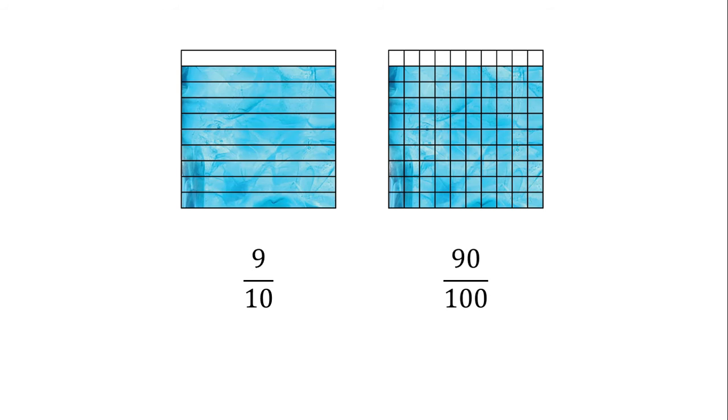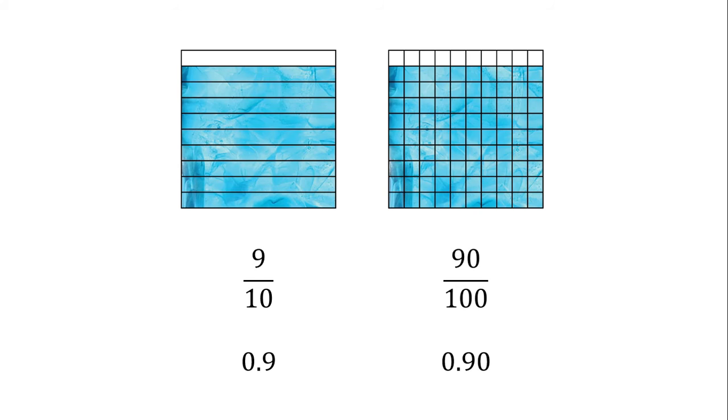How could you turn 9/10ths into a decimal? Well, you would write it as 9 in the 10th place, and it would look something like that: 0.9, with 9 in the 10th place. And how would you write 90 hundredths as a decimal? Well, you'd have 90 extending into the hundredths place, and it would look something like that, 0.90.